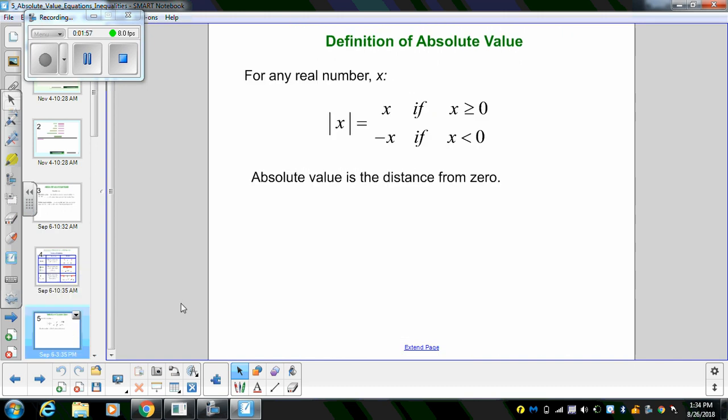Alright, so it says a definition of absolute value. For any real number x, the absolute value of x is equal to x if x is greater than or equal to 0, or negative x if x is less than 0. The absolute value is the distance from 0. So if you're understanding distance from 0, it's always measured with positive numbers.